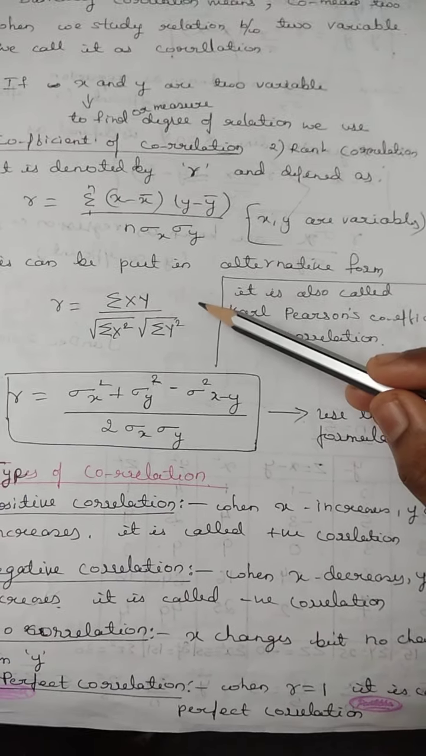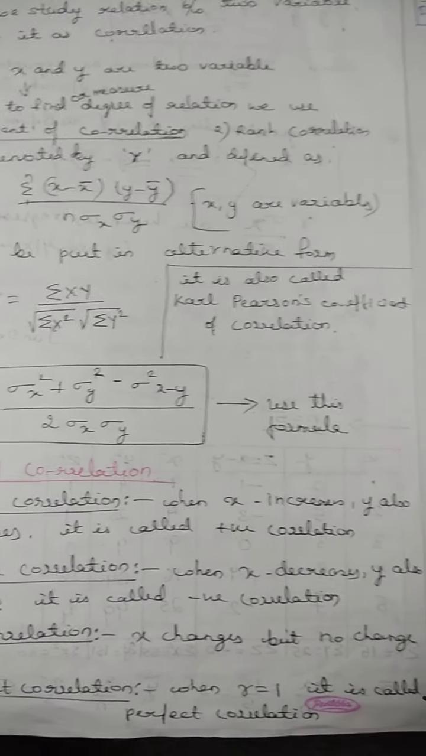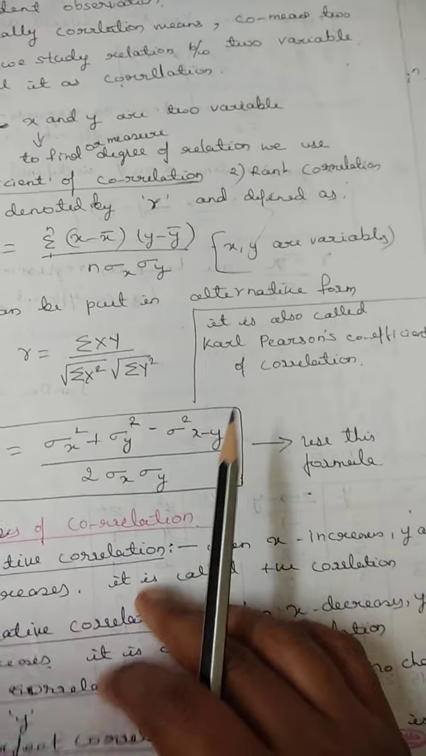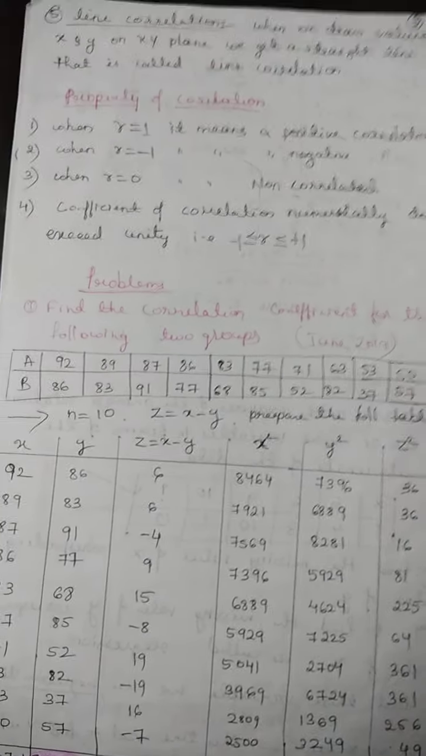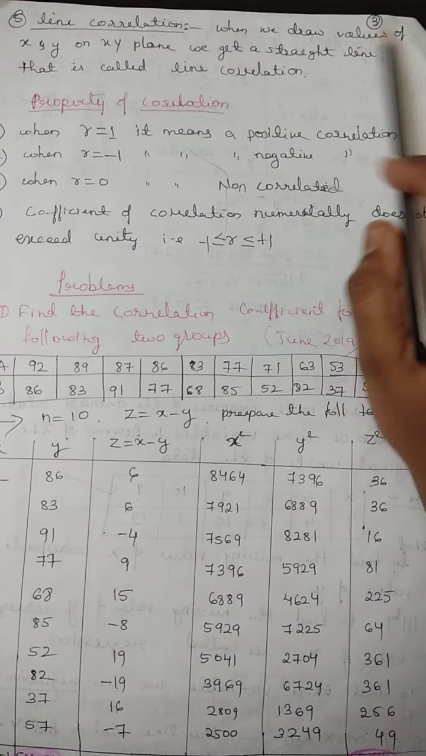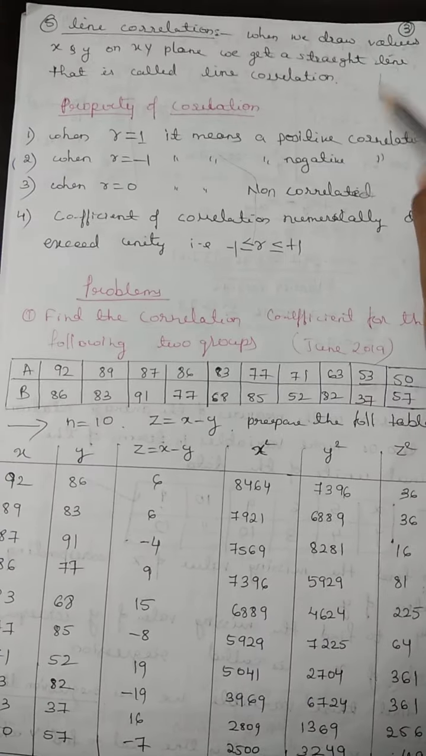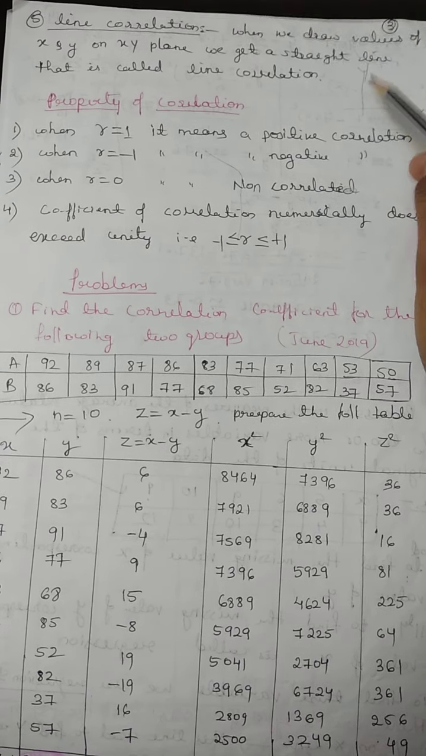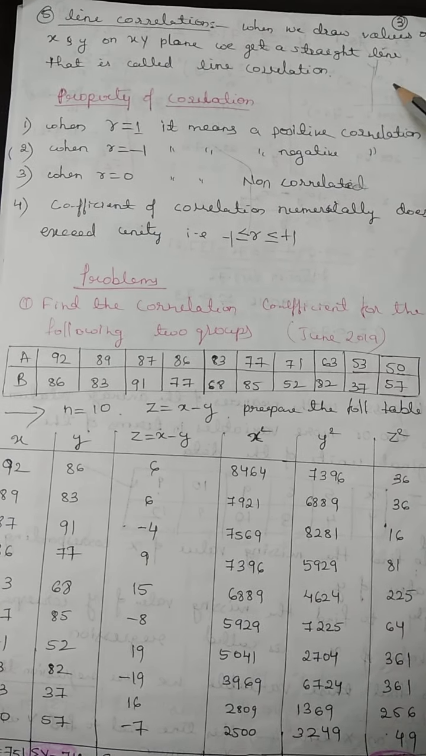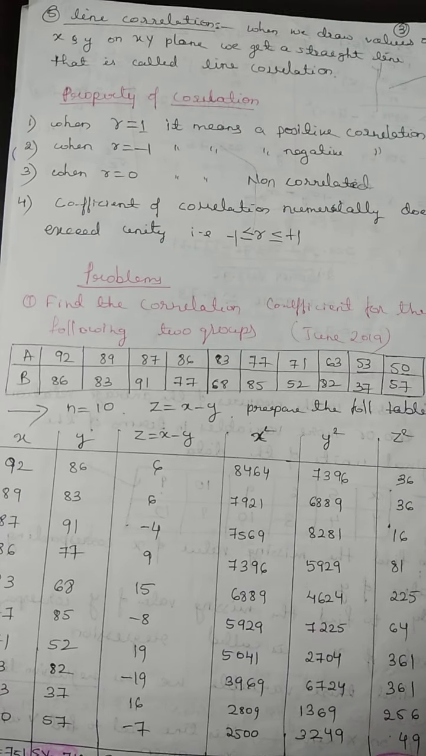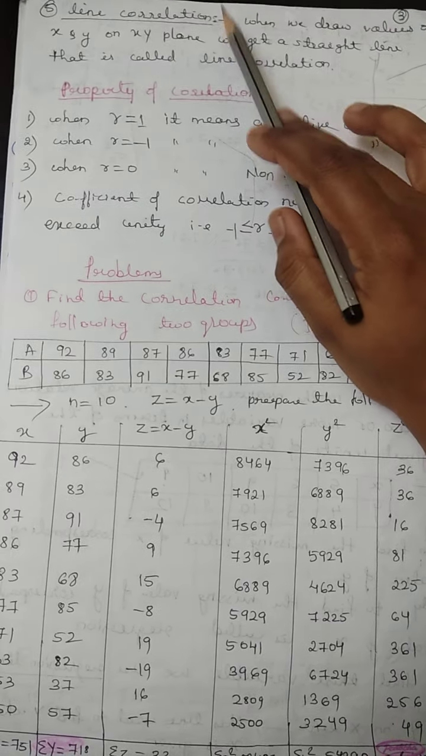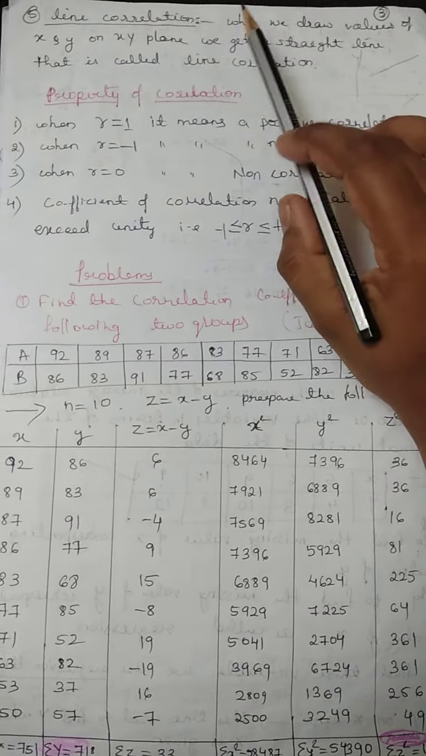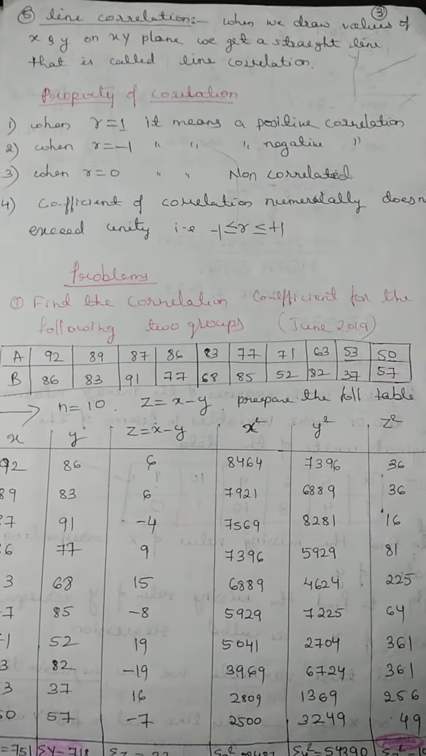R means coefficient of correlation equal to 1. It is called perfect correlation. And one more correlation is line correlation. When we plot the values of x and y on this xy plane, okay, this is x and this is y plane, we get a straight line, that is called a line correlation. Okay, these are the 5 types of correlation.